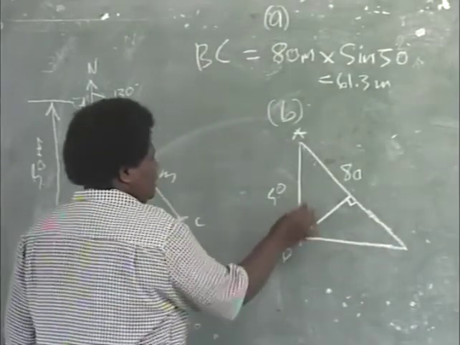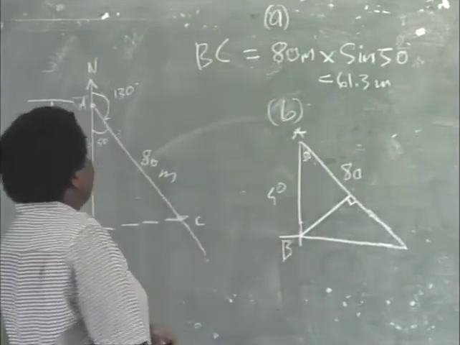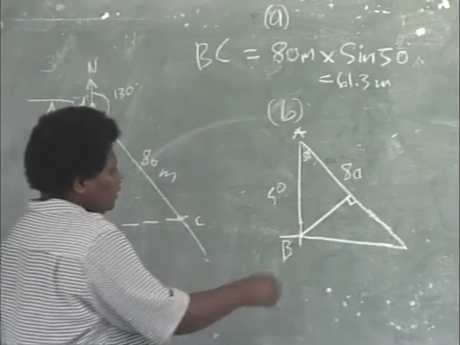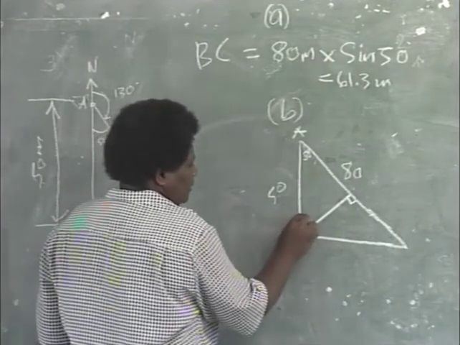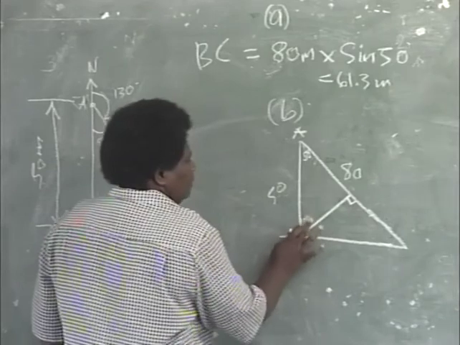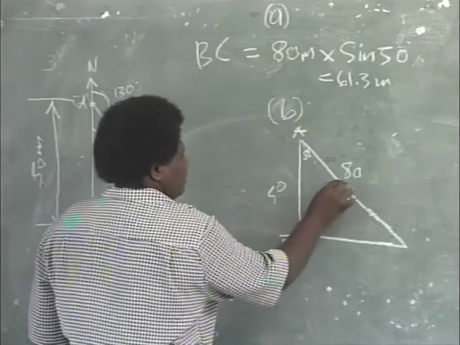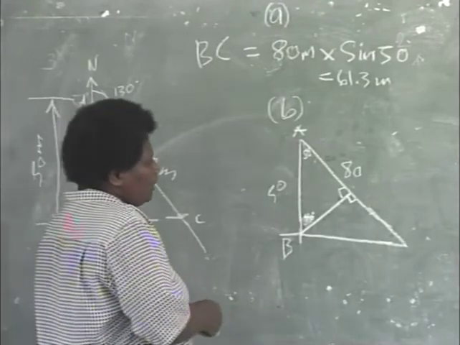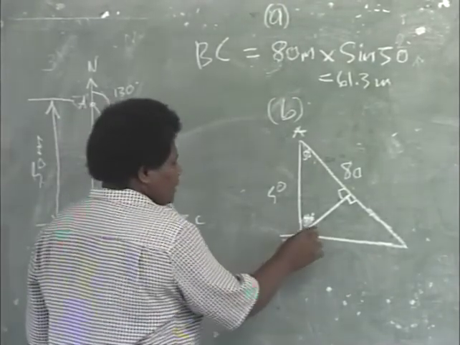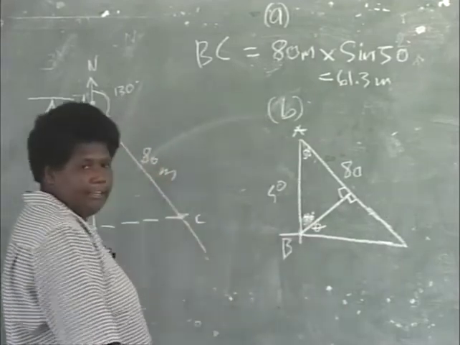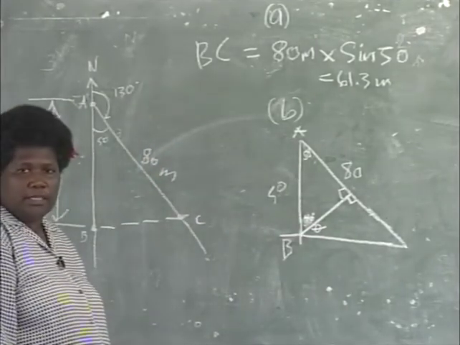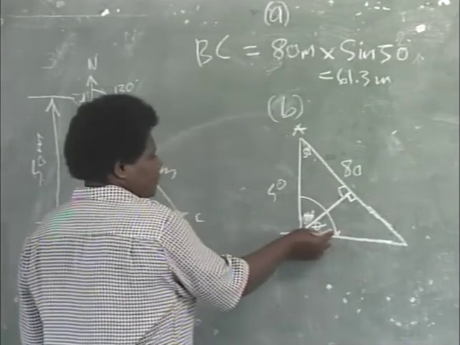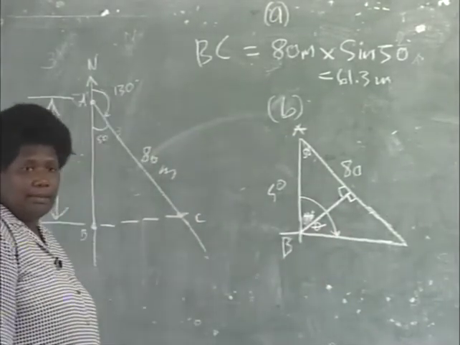You have to find, this is 50 degrees because the angle here is 130 degrees. Okay, this is 40 degrees because this is a right angle. Now what you need to do is to find this angle and then add it to 40 degrees, which will give you this bearing here, which is around 91.